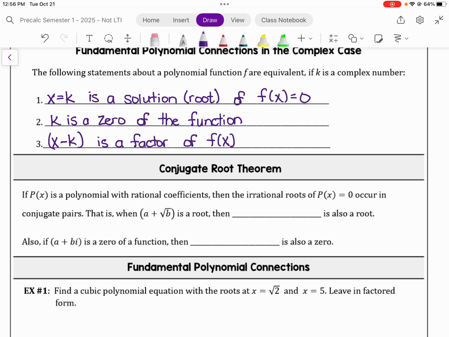Another theorem, so all of this front part is just the fun stuff, definitions. If I know that a plus square root of b is a zero, or a root, which is what they're using as the word, then I know that a minus square root of b also has to be a root. Think about the quadratic formula where it's negative b plus or minus. So I have the plus or the minus. The same thing is true for imaginary numbers. So if a plus bi is a zero, then so is a minus bi.